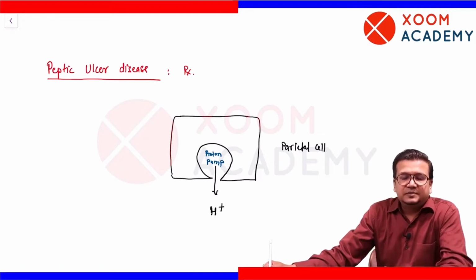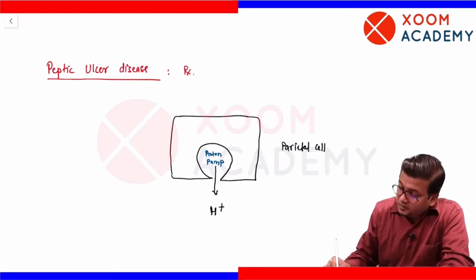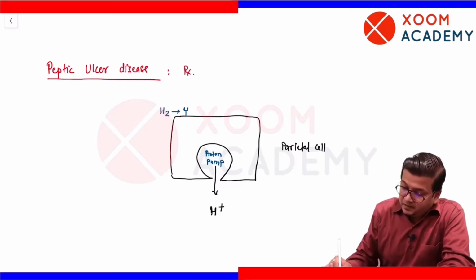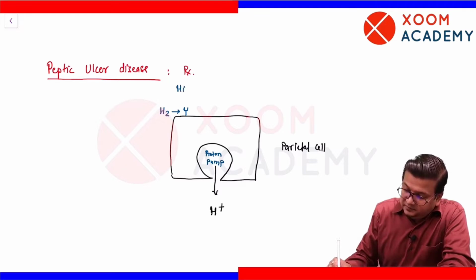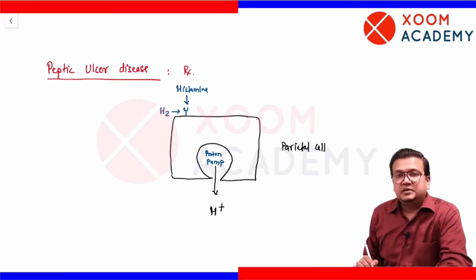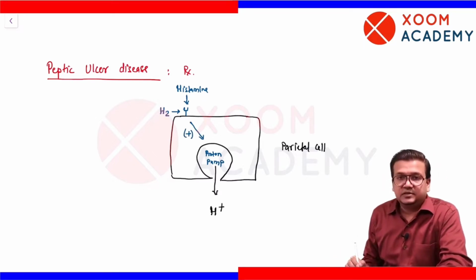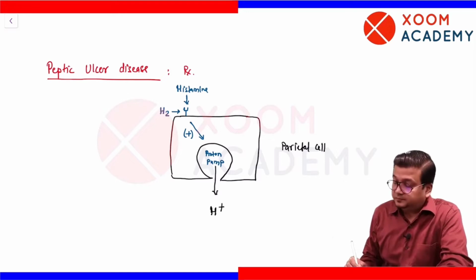Now there are certain substances which increase the secretion of gastric acid or H plus. So on this parietal cell we have receptors for histamine. So we have the H2 receptor, histamine type 2 receptor. On this receptor histamine will act on these receptors and stimulate gastric acid secretion. So histamine is one stimulus for secretion of gastric acid acting via the H2 receptor.